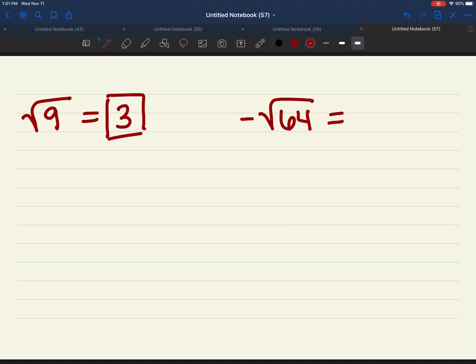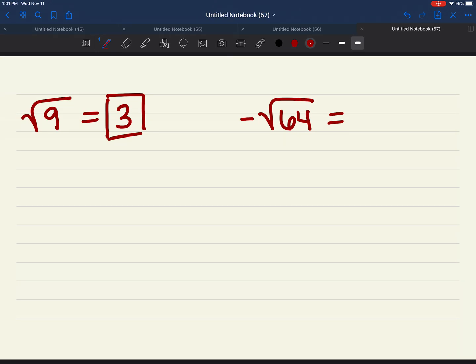All right, what about the negative square root of 64? Does anyone know what the square root of 64 is? What number times itself, Grayson, is 64? Think about what number times itself. 8. 8 times 8. 8 times 8 is 64, okay?